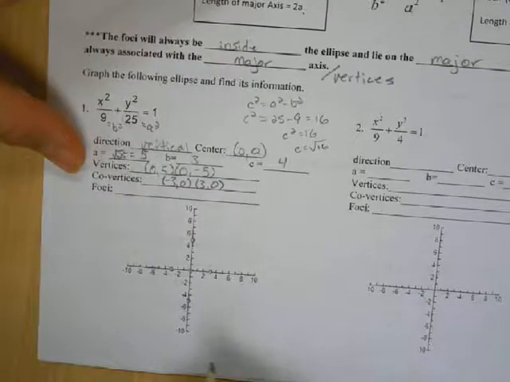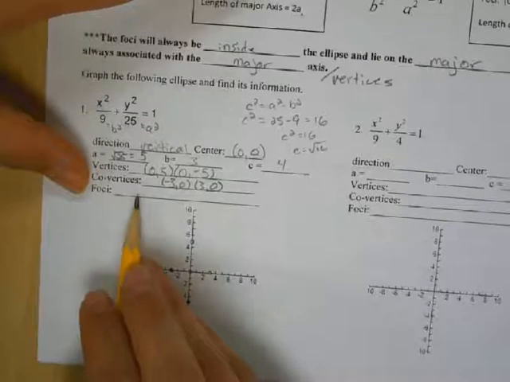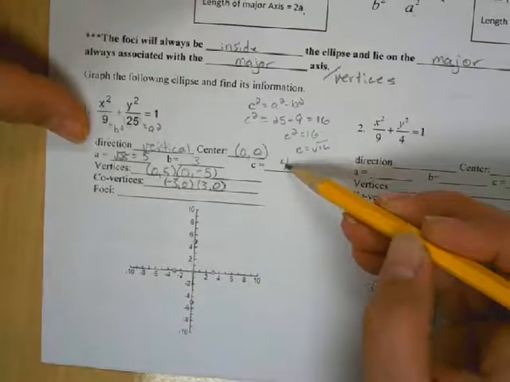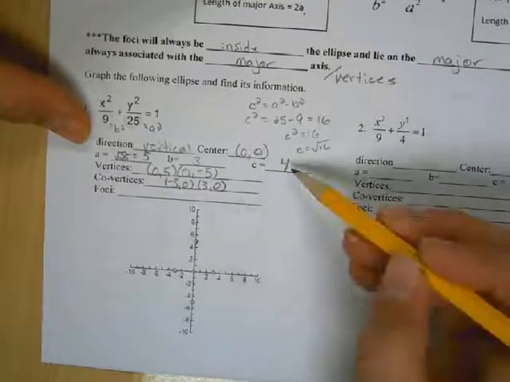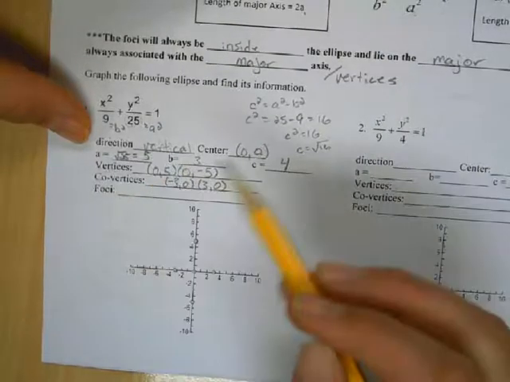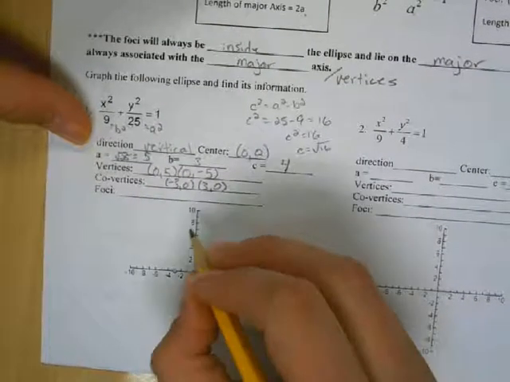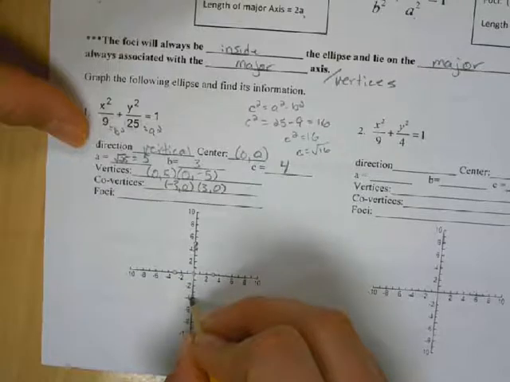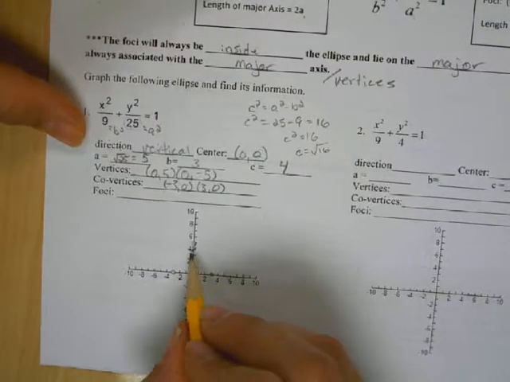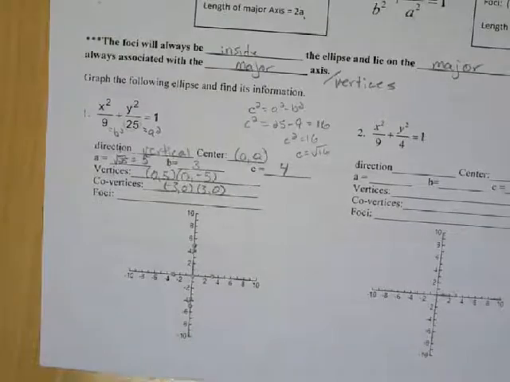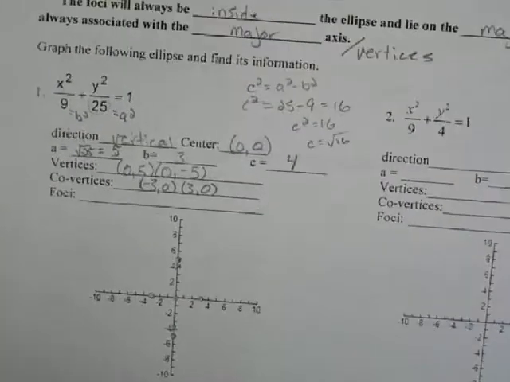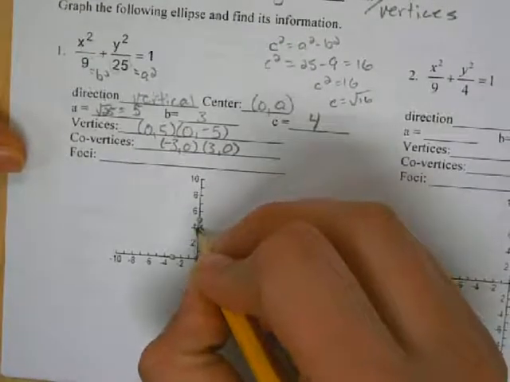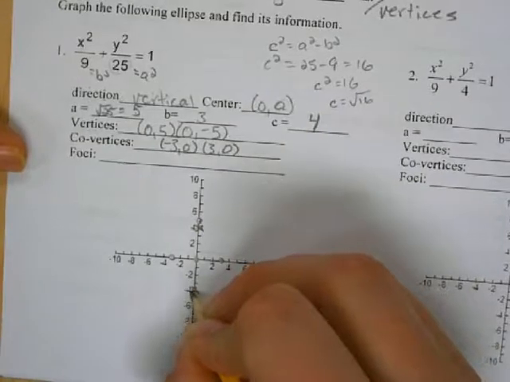Now, if I want to find my foci, C is the distance from the center to my foci. It's very important that your foci are always on the major axis, so they must move in the same direction as A, the same direction as my graph. So vertical, I'm going to go up 4. There's one focus, and down 4. There's the other one. Notice these things come in twos, except for the center. So up 4 and down 4. Let me zoom in a little bit more so you can see that a little better. There are my focal points right there, foci.